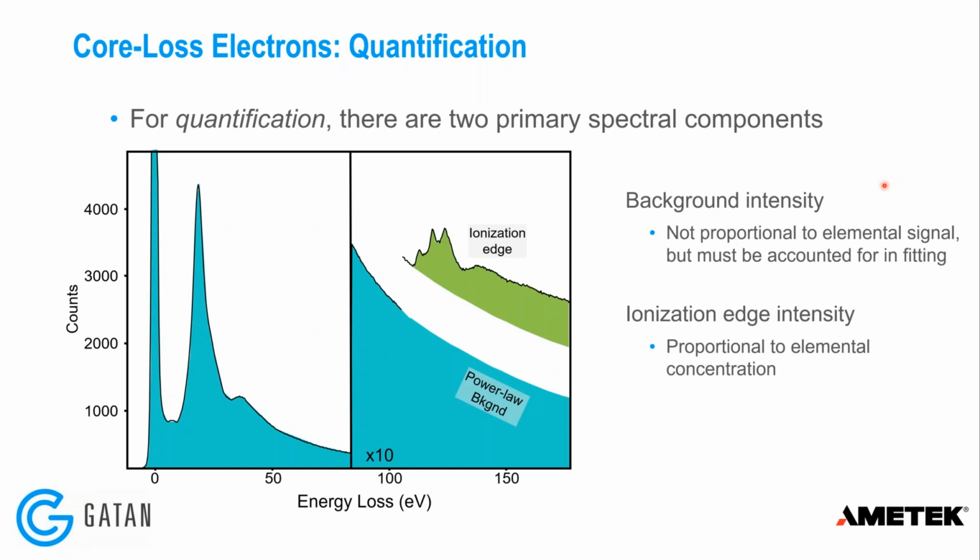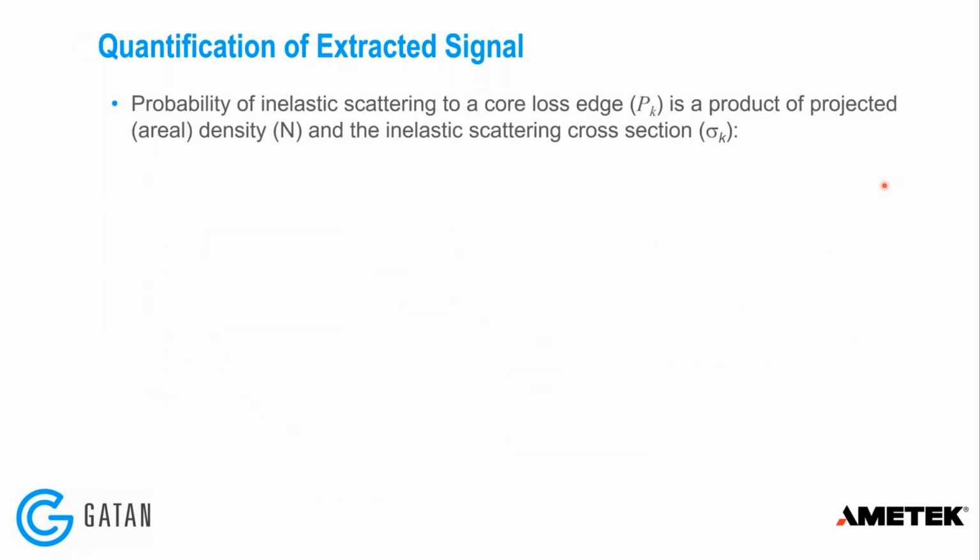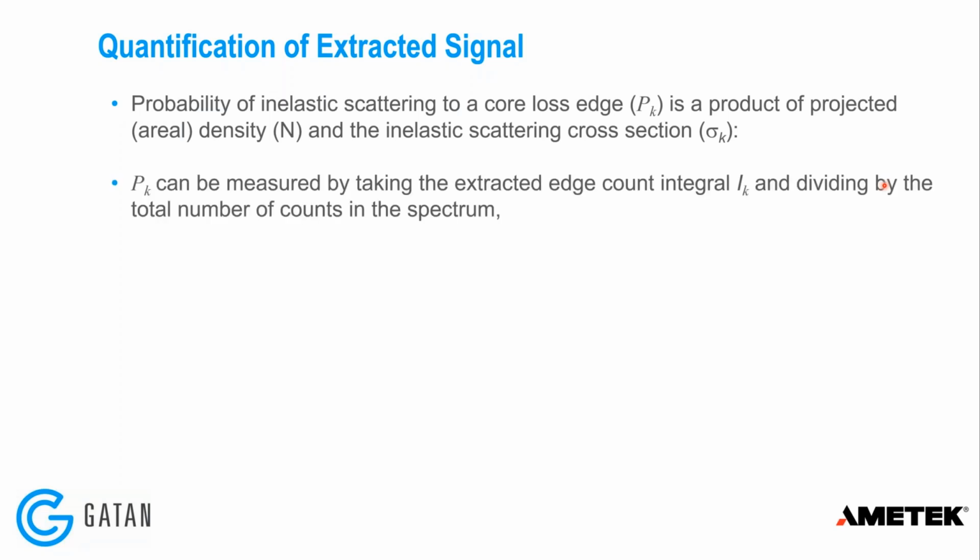The next thing we need to ask ourselves is how do we go from something that's just some scattering intensity to something that's a meaningful analytical quantity? The probability of inelastic scattering into a core loss edge, P sub K, is a product of the projected areal density, the number of atoms in the beam path, and the inelastic scattering cross-section. P sub K can also be measured by taking the extracted edge count integral and dividing by the total number of counts in the spectrum.